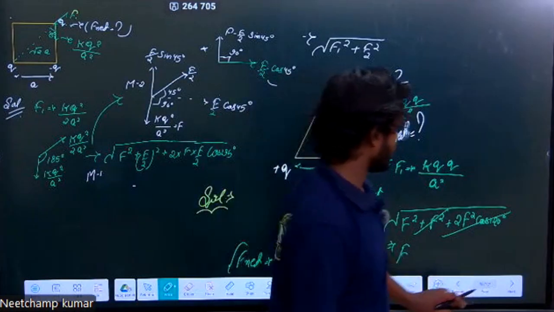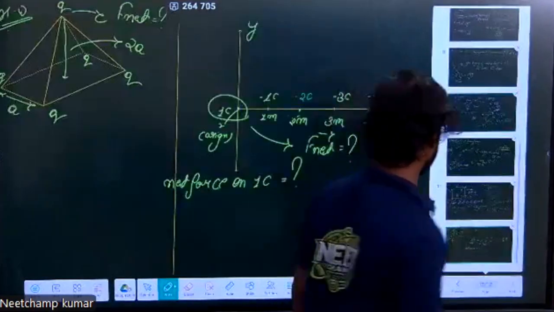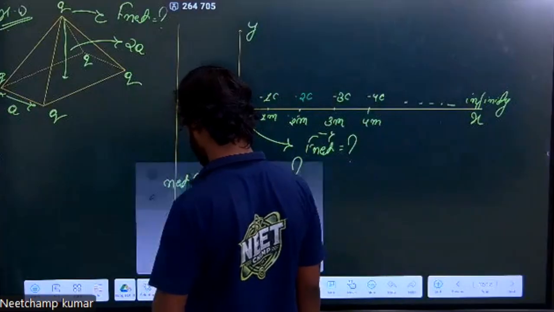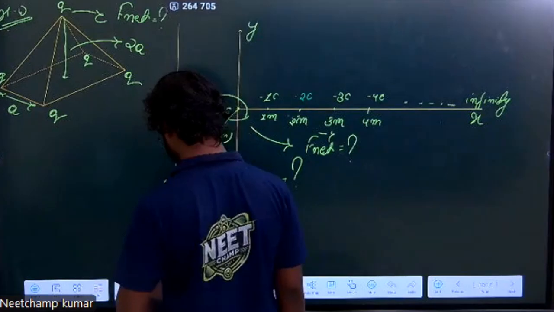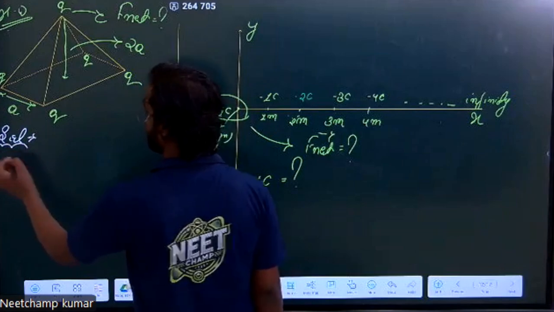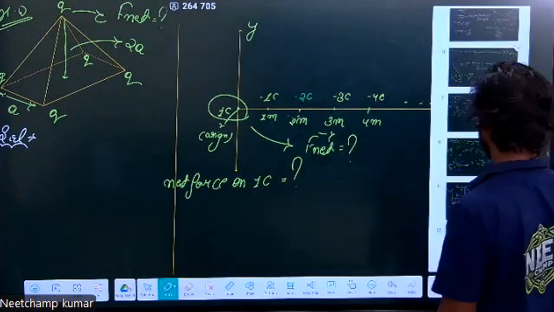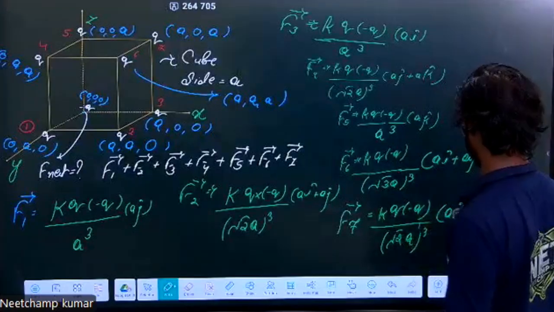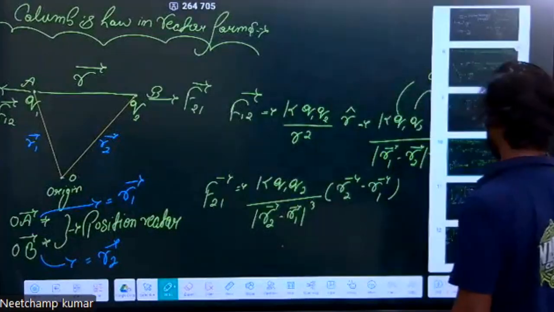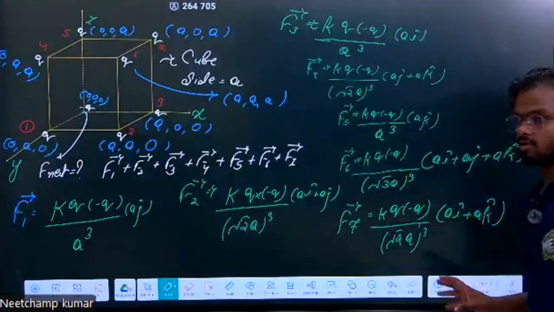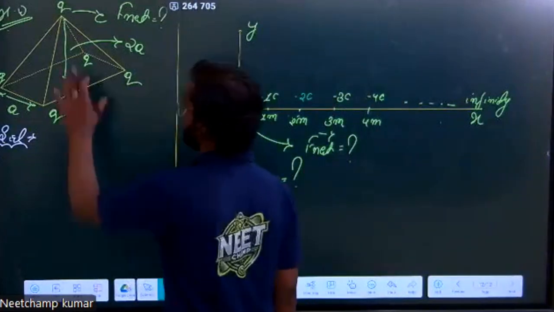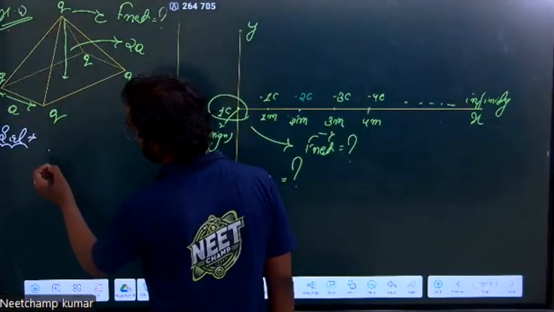Clear? Now we have another question, this one, in which I have told you that whenever there is a 3D case, we are going to use Coulomb's law in vector form. But if we analyze this question properly, we can solve it without using this vector form concept. We have seen one question on a cube and how to solve it. But this question can be solved without using the 3D concept, if we try to analyze it.